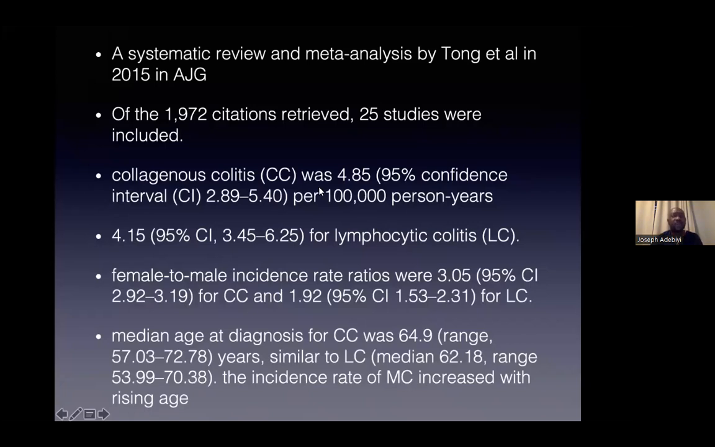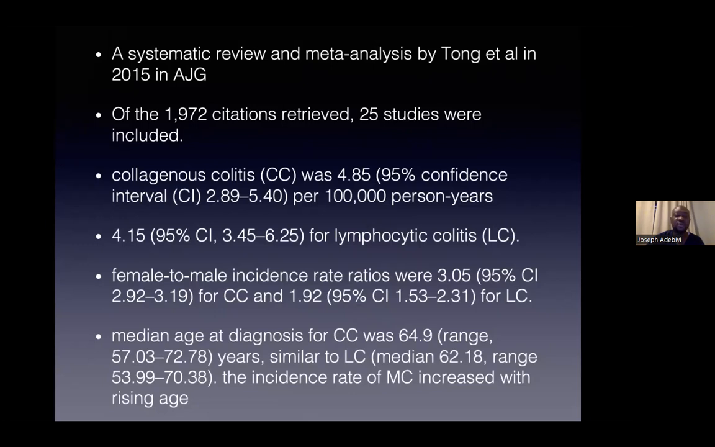A lot of other strong articles have also looked at the age incidence and the number of patients who present with microscopic colitis. Certainly a study presented in 2015 in the American Journal of Gastroenterology by Tong et al. did a systematic review, looking at 25 studies with just under 2,000 citations. They showed that collagenous colitis was seen at about 4.85 per 100,000 person years, compared to 4.15 for lymphocytic colitis. This is in keeping with collagenous colitis having a slightly greater preponderance.